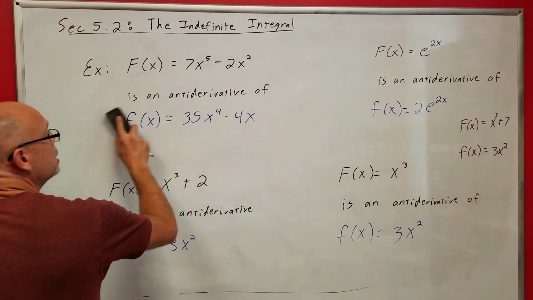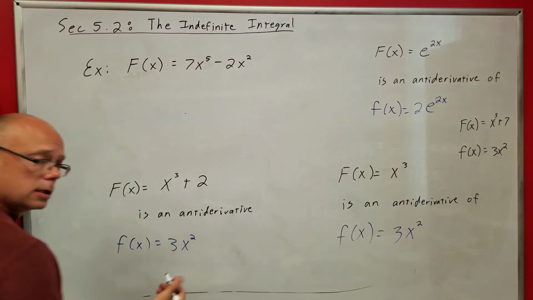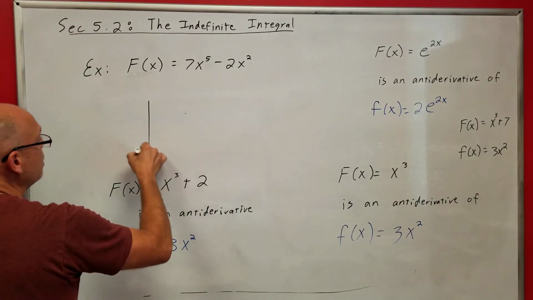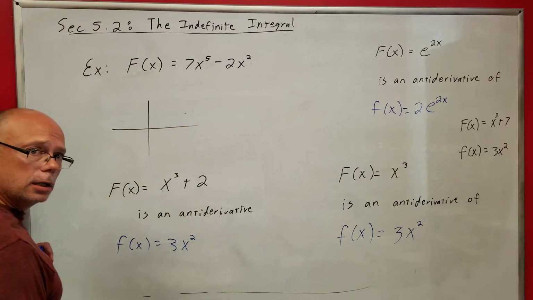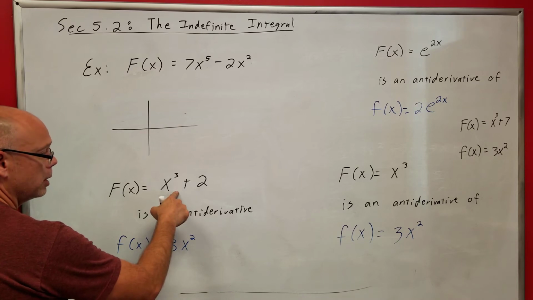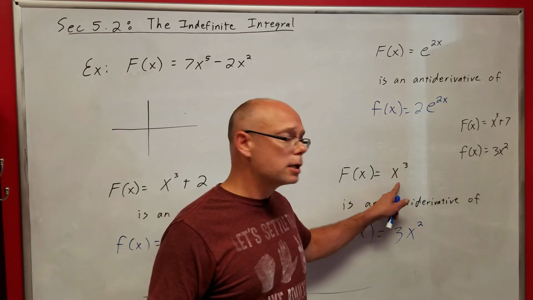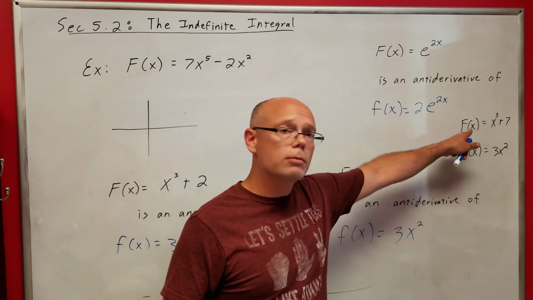So whenever you're finding these antiderivatives, basically what you're finding is a whole family of functions. This antiderivative is x cubed plus 2. This antiderivative is x cubed. This antiderivative is x cubed plus 7.